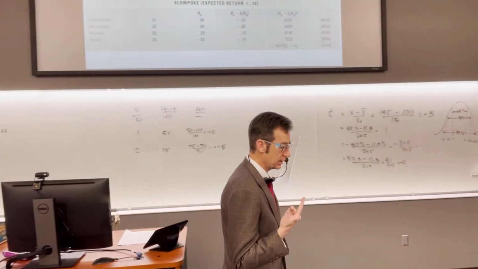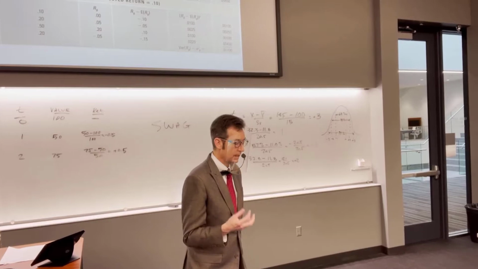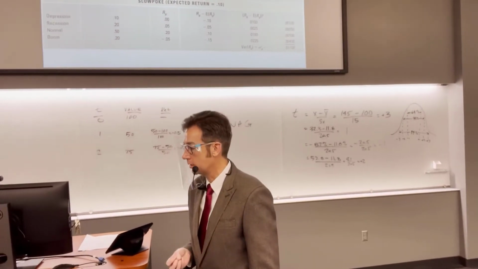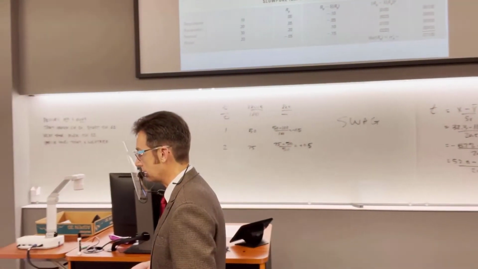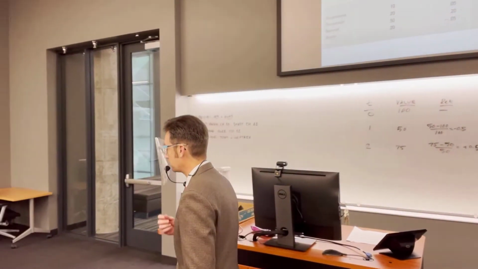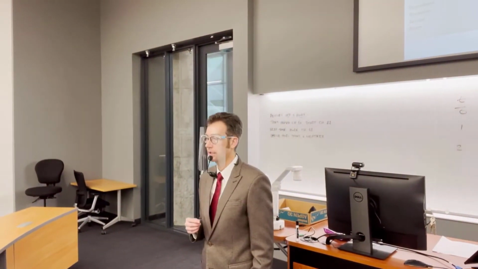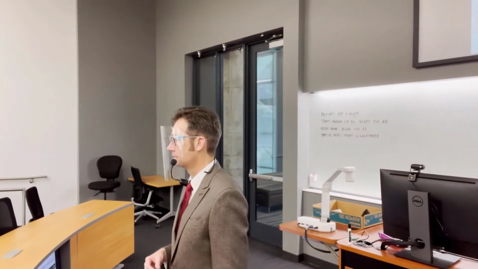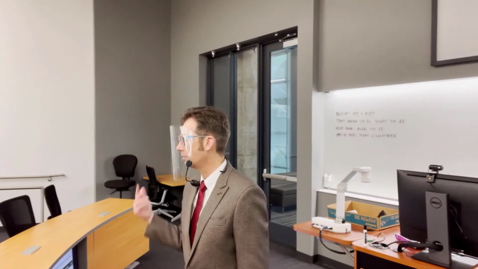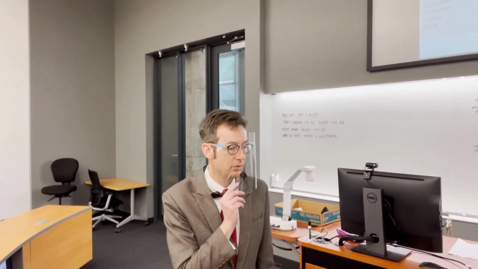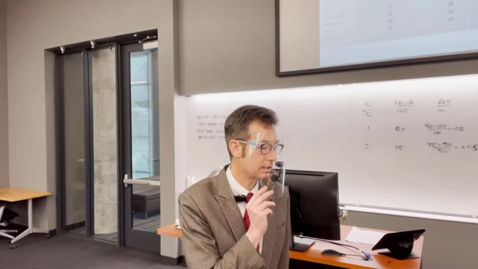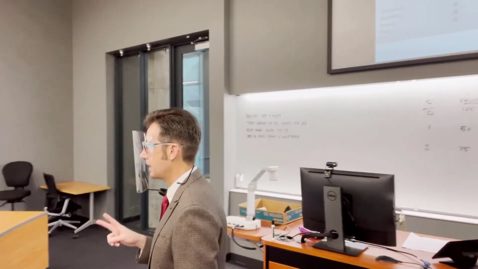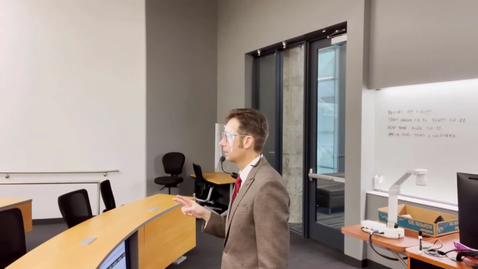And so here what we have are depression, recession, normal, and boom. And there's a 10% chance of depression. There's a 20% chance of recession. There's a 50% chance of normal times and a 20% chance of boom. What's boom? Yeah, better than normal, right? That's a boom.